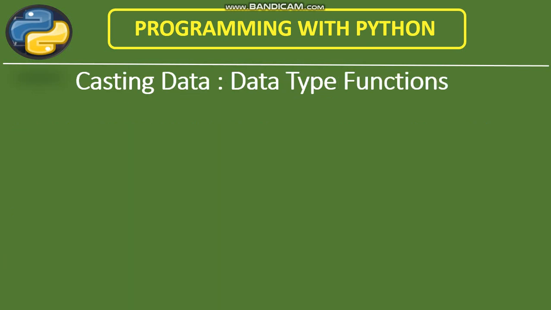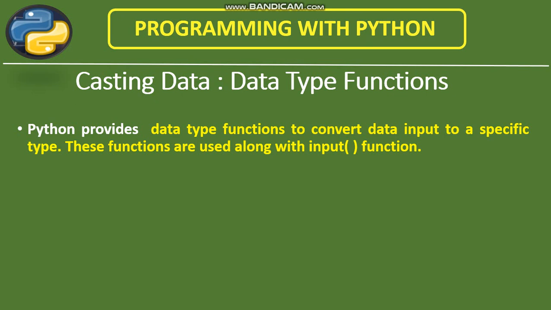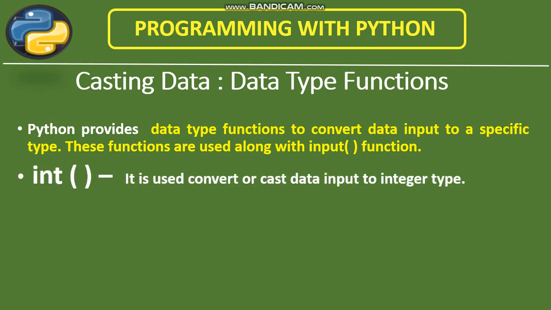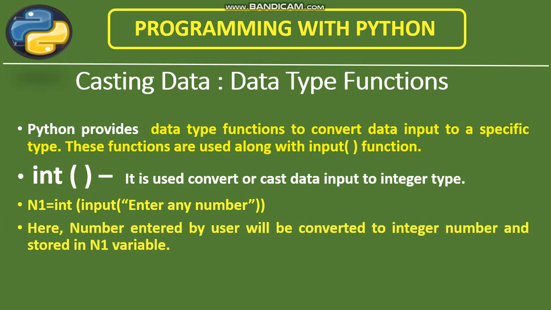While entering a value with the input function, by default it stores a string, but you can cast or convert data to any type. Suppose you want to store an integer, then you can use the int function to convert the user data into integer type, like this: n1 equals int(input('enter any number')), so this number will be converted into an integer.